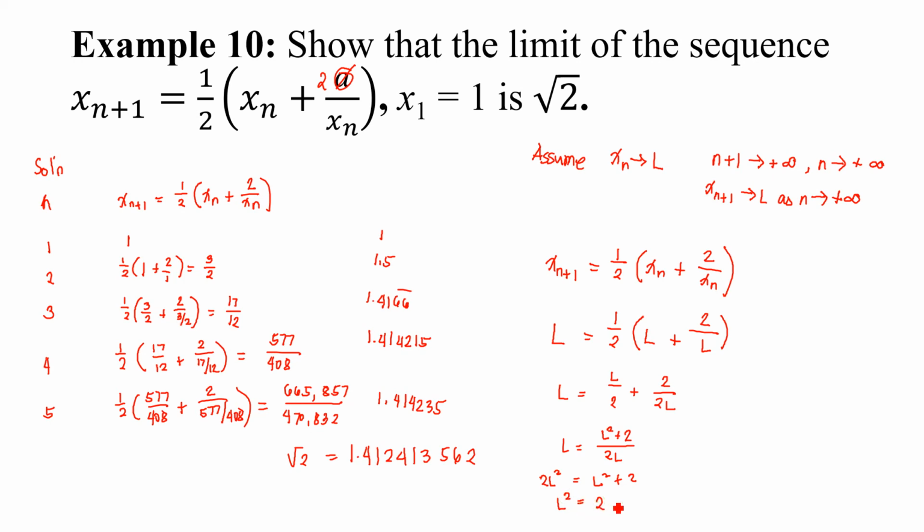Now, the negative portion of this is extraneous. So the negative solution is an extraneous solution. Therefore, our L, the limit, should be equal to the square root of 2. Therefore, we have now that the limit of the given sequence is equal to the square root of 2.